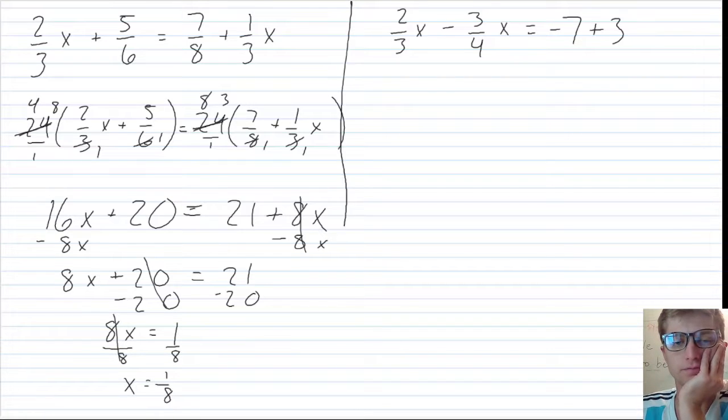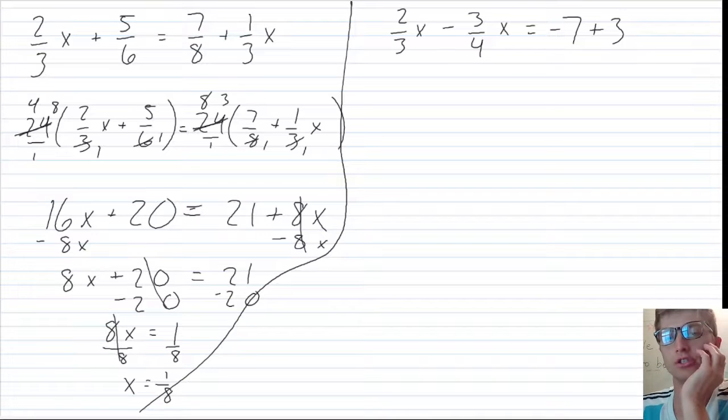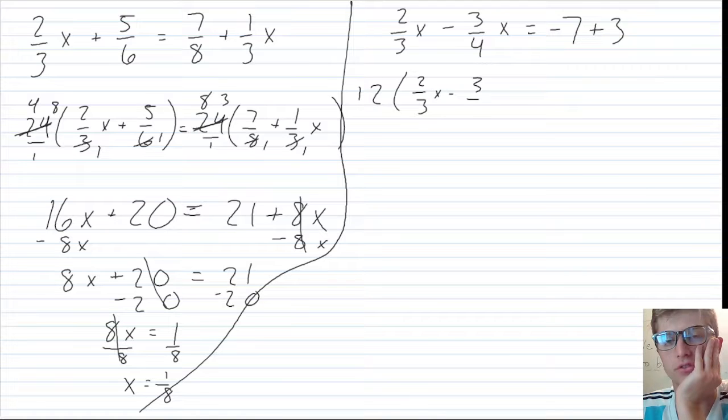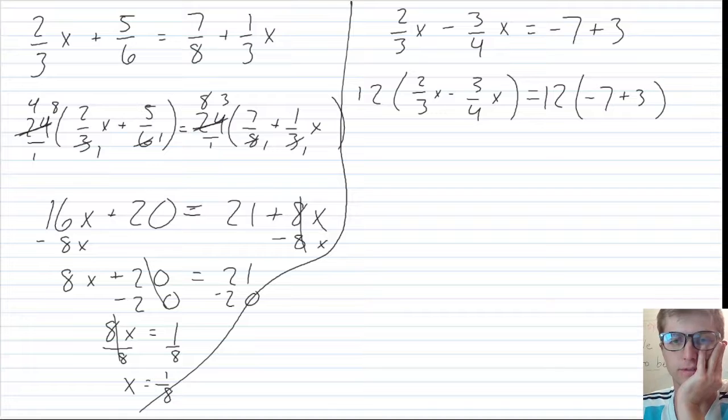All right. 2 over 3x minus 3 over 4x equals negative 7 plus 3. Let's go ahead and clear these fractions. What's the least common multiple of 3 and 4? It's 12, so we'll multiply both sides by 12, rewrite what we had, and put them in parentheses. All right. 3 goes into 3 once. 3 goes into 12 4 times.